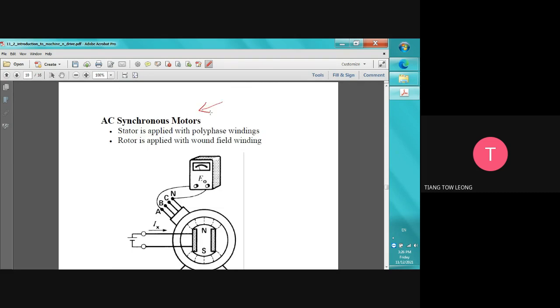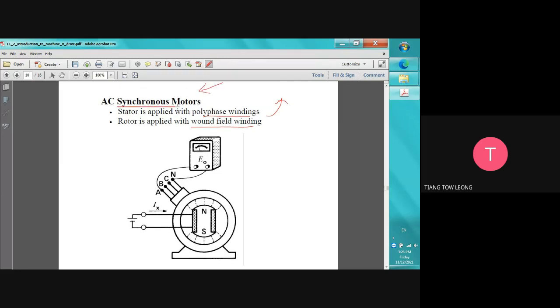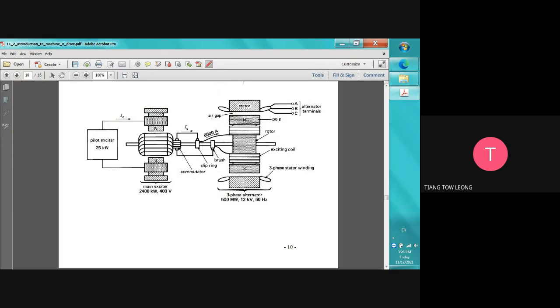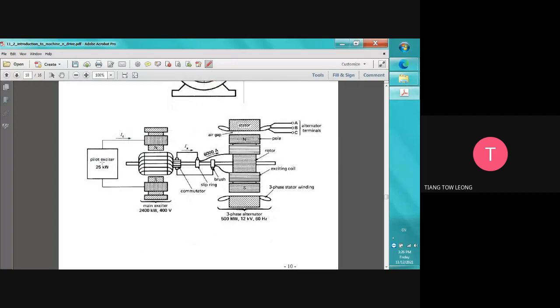Okay, synchronous motor. The stator is applied with a polyphase winding. The rotor is applied with a wound field winding. So this I think is already above. Like the induction motor, which we also call asynchronous motor. For the AC synchronous motor, it means the north field and the south field will react with the armature winding synchronously at the same time. What else? This one I think is the alternator, pilot exciter, main exciter, alternator.